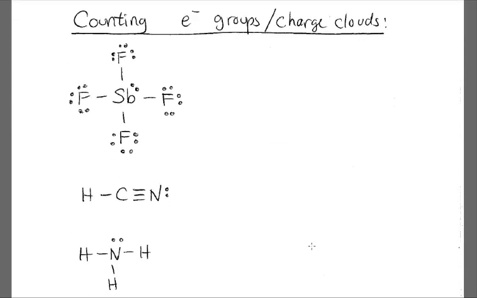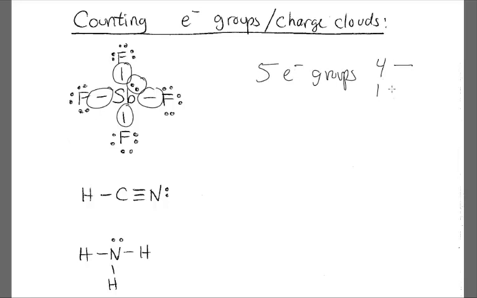All right, so let's count electron groups around a central atom. So we'll look at this compound, antimony tetrafluoride. You should be able to name that. And count the electron groups around it. We have a single bond there, a single bond there, a single bond there, and a single bond there. And I meant to say around the central atom. Count the electron groups around the central atom. Each of those things I circled is one electron group. So we have 5 electron groups. We have 4 single bonds, and we have 1 lone pair. That makes 5 electron groups.